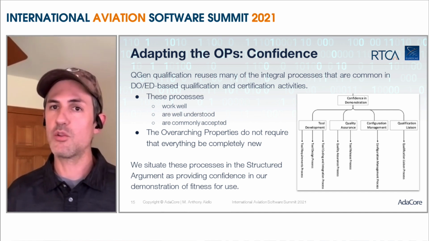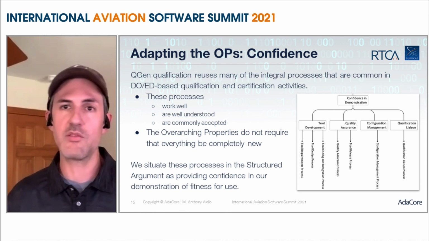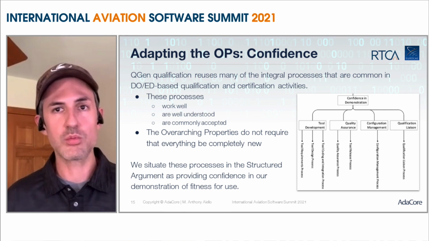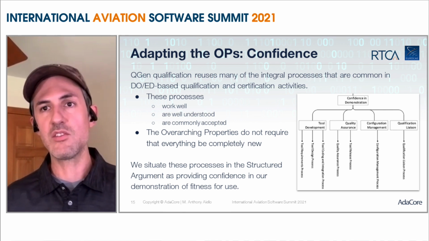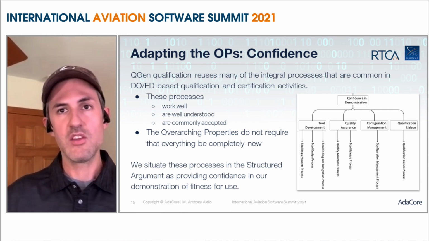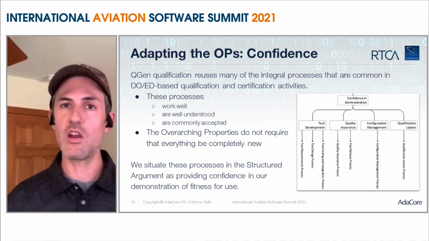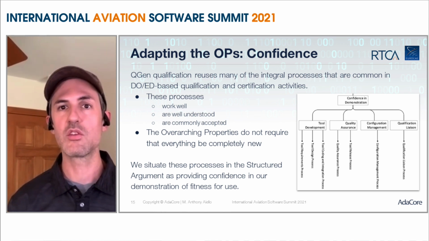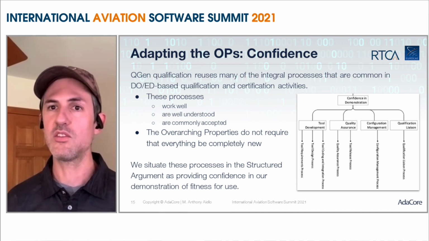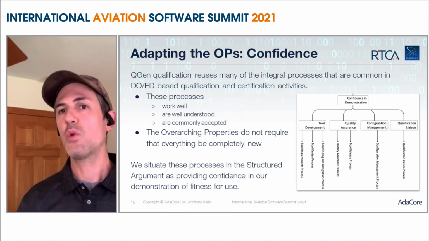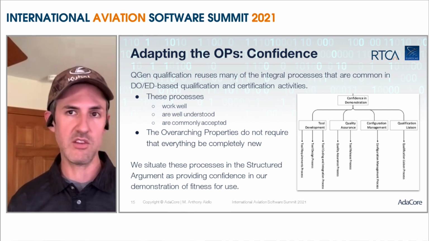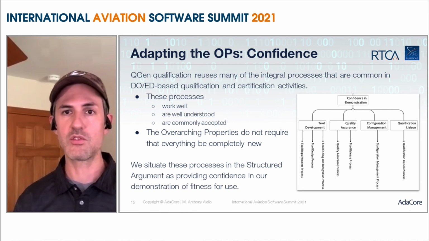From our perspective, there's no benefit in not applying these common integral processes. And indeed, the overarching properties do not require that everything be new. We can still conduct these integral processes and bring evidence of their completion, that we've satisfied their objectives, into the arguments. And we do that through this confidence part of the argument. So we situate these processes in the structured arguments, and we say that by adhering to these processes, we provide confidence in our demonstration of fitness for use.